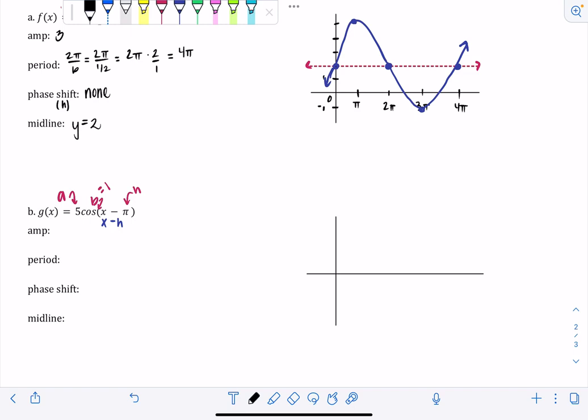Okay, so amplitude is the absolute value of a, so 5. Period is 2 pi over b, which b was 1, so it's going to be 2 pi over 1, which still simplifies to 2 pi. And then the phase shift, h was pi. So our phase shift is pi. Or if you want to say pi to the right, just to remind yourself, you can do that. And then there was no number added over here, so that just means there's no vertical translation, so the midline is still at y equals 0. That's where it starts.